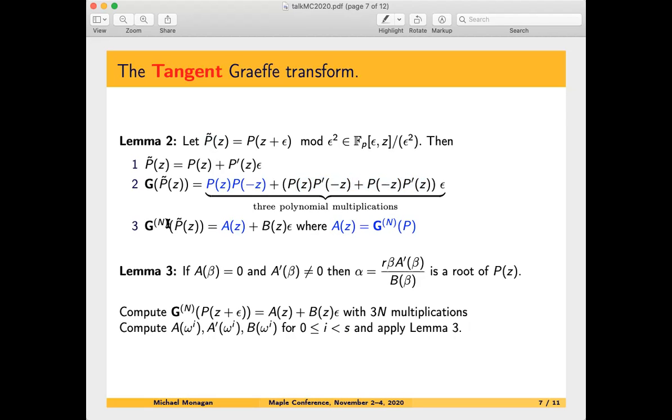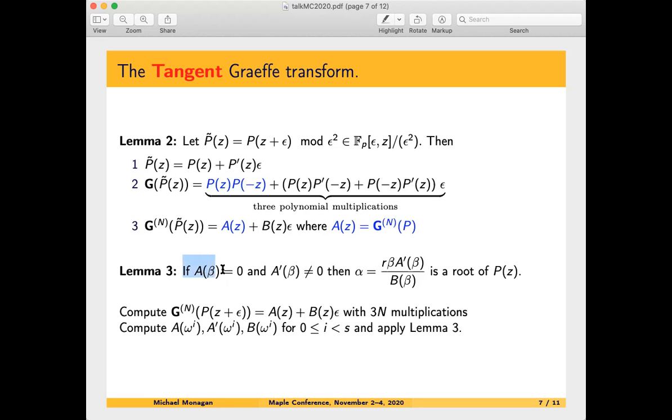And then what happens if we compose it n times? We're going to end up with an expression of the form a of z plus b of z times epsilon. And it turns out that a of z is just the Graeffe transform composed n times with p. We can do that then in 3 times n polynomial multiplications. So it's straightforward to compute it.